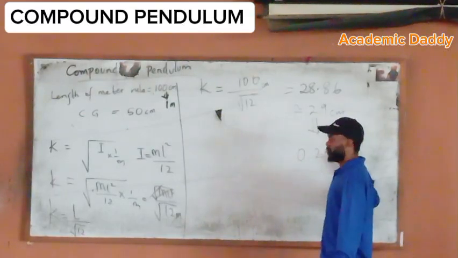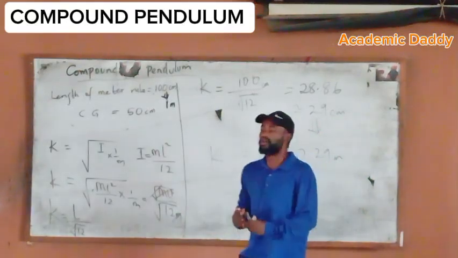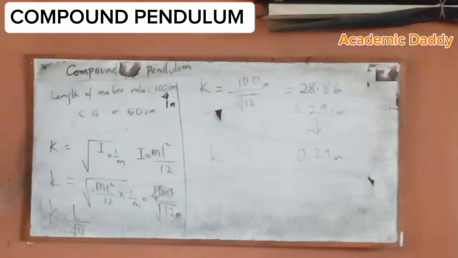Is it not true? The same way you have G to be a constant, that is the same way this K is a constant. For any meter rule, provided you know that the length is 100 centimeters, the value of K is also a constant, 0.29 meters. Now, using this, even without doing the practical, I believe it will be giving you this, right?